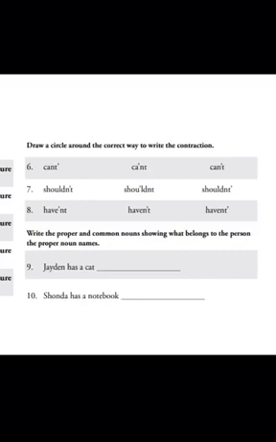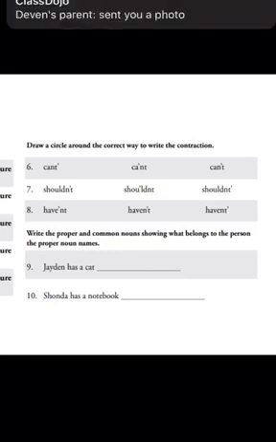Okay, so you're going to do number 7 and 8, and then you're going to go down below, and it says write the proper and common nouns showing what belongs to the person, the proper noun names. Let's do one of these together. Number 9, Jaden has a cat. How are we going to show that Jaden owns that cat? What are you going to want to add onto the name Jaden? Do you remember what was in our video?